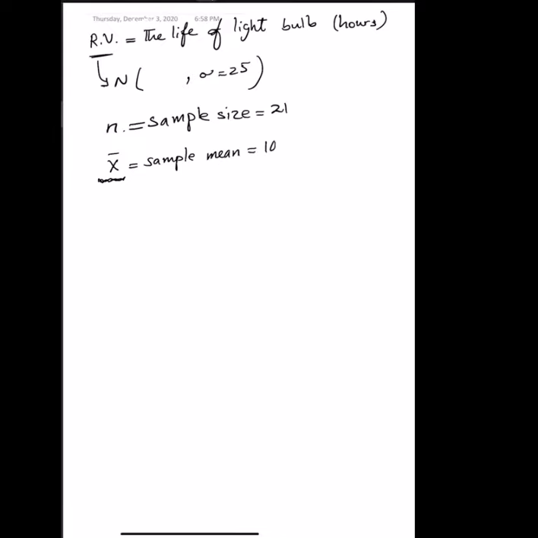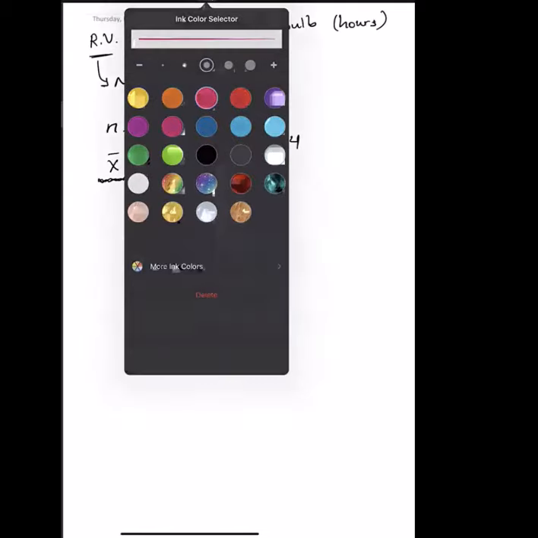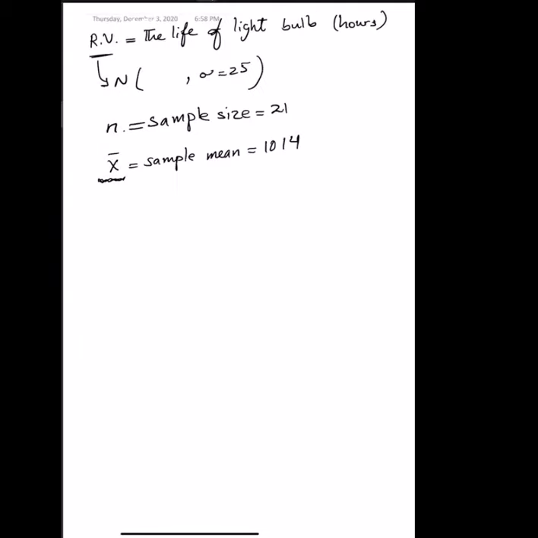And that's 1014. Okay, and then we need to find a 95% confidence interval on the average of the life of these light bulbs. What is the notation of the average of the life of the light bulb that I'm trying to find? Not the average of the sample, the average of the life of the light bulbs in general. Mu.